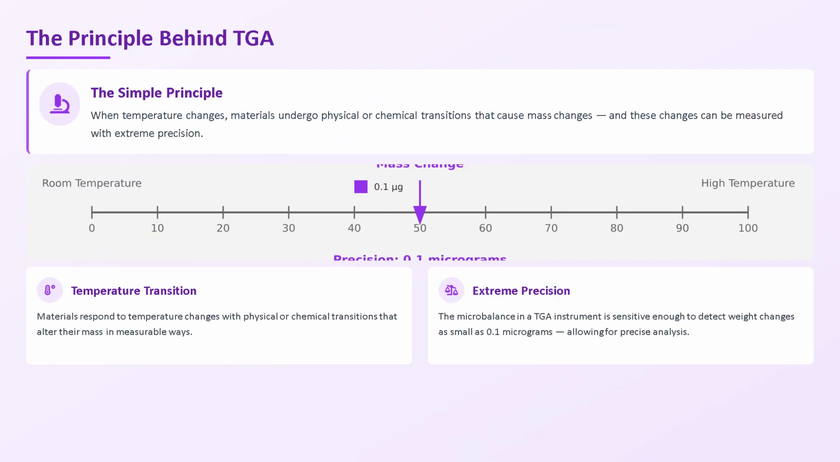The principle behind TGA is surprisingly simple. When a material is heated, it undergoes physical or chemical transitions, and these transitions cause measurable changes in mass. The instrument's microbalance can detect weight changes as tiny as 1/10 of a microgram. This extreme precision allows scientists to study even subtle thermal events that would otherwise go unnoticed. TGA translates these microscopic transitions into clear, meaningful data.